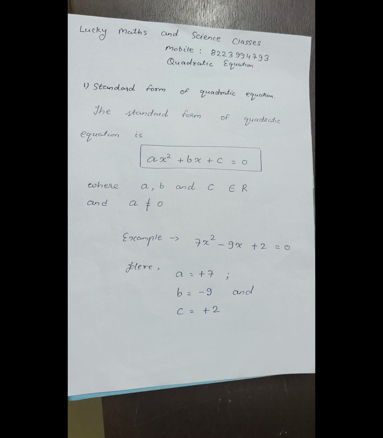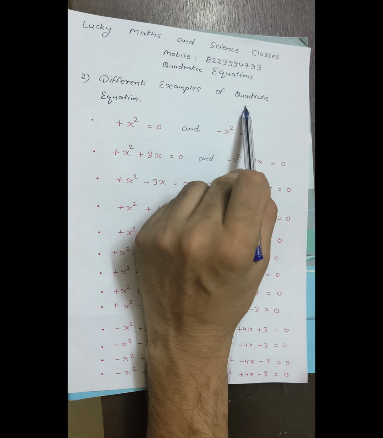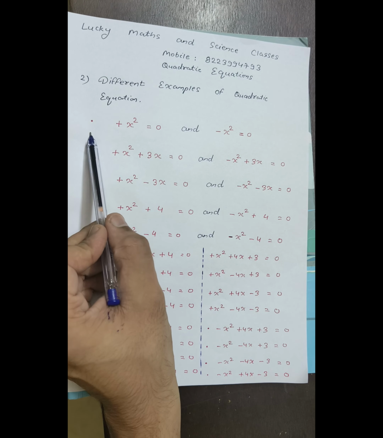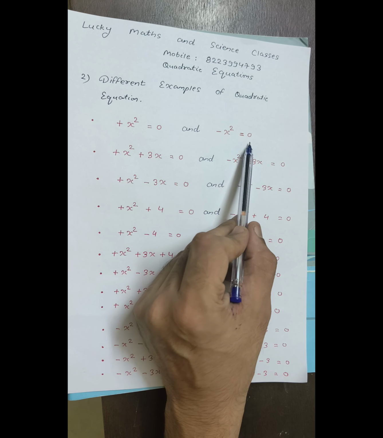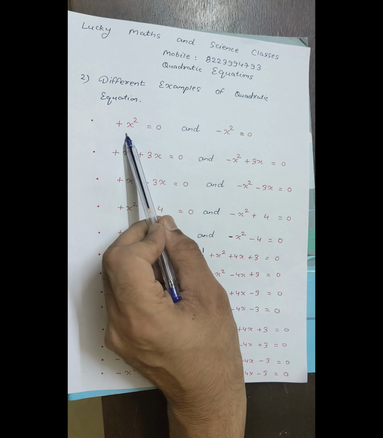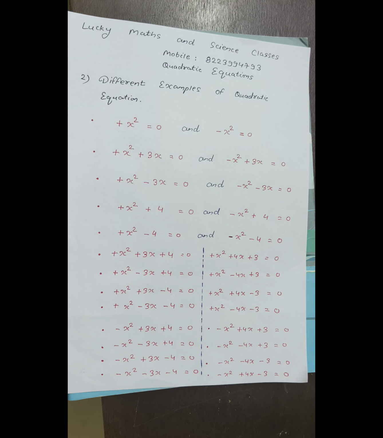Now after covering standard form, we have to see various different examples of quadratic equation. I have tried in this session to write all possible forms of quadratic equation that we have to deal with. Different examples of quadratic equation. First possibility, plus x square is equal to 0 or minus x square is equal to 0. In this, b and c both are equal to 0. A can be positive, A can be negative.